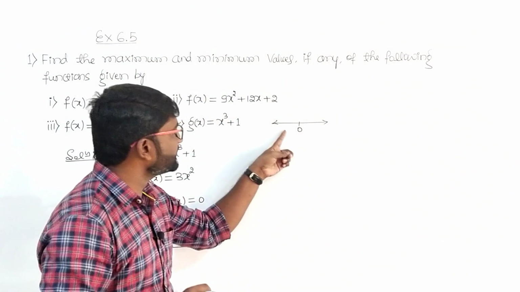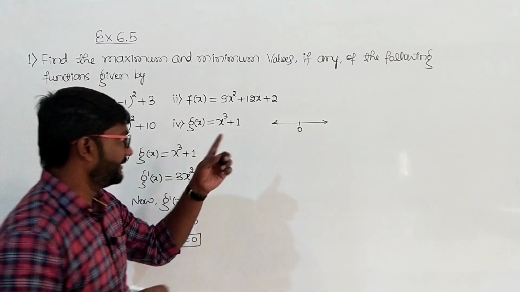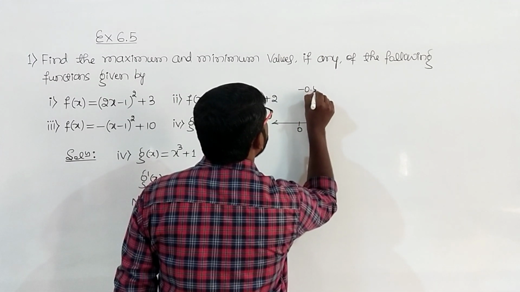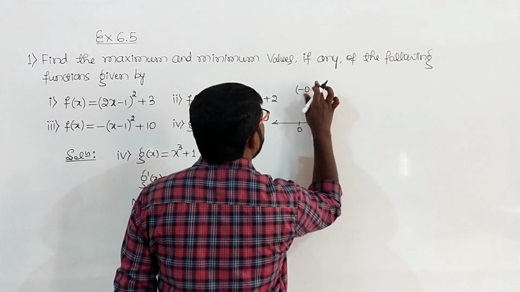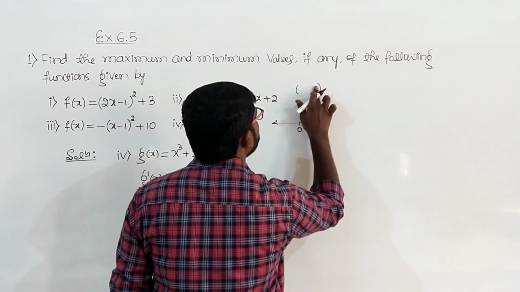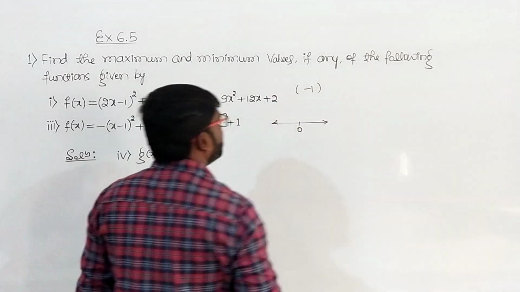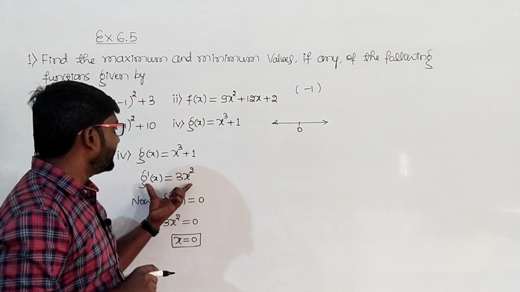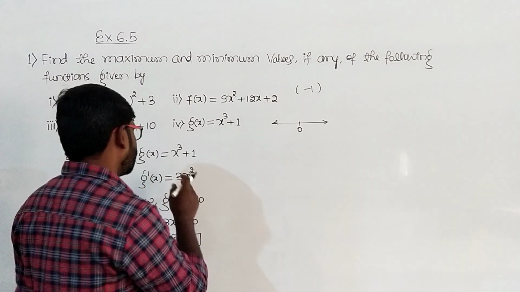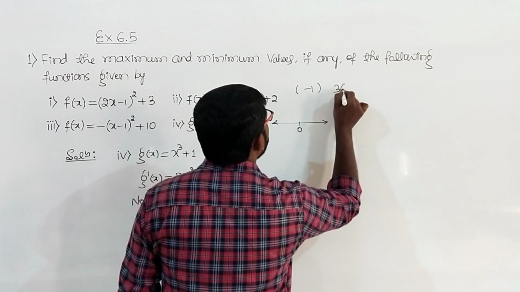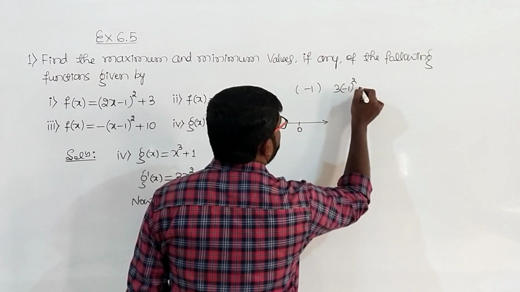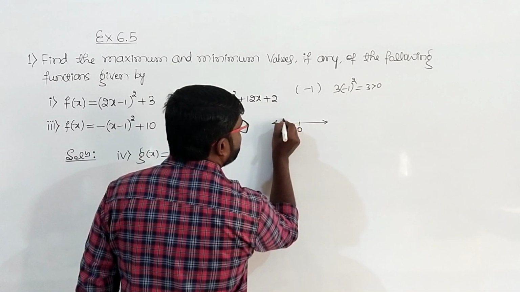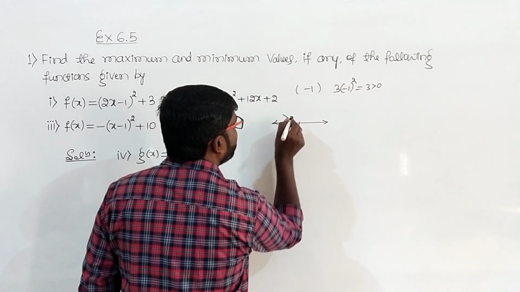To the left of 0 means you can take a negative value, for example minus 0.5, or you can take minus 1 as well. So take minus 1, substitute that minus 1 in g dash of x. So 3 into minus 1 the whole square will be 3. 3 is going to be greater than 0. So here we have greater than 0. I can write it as plus.